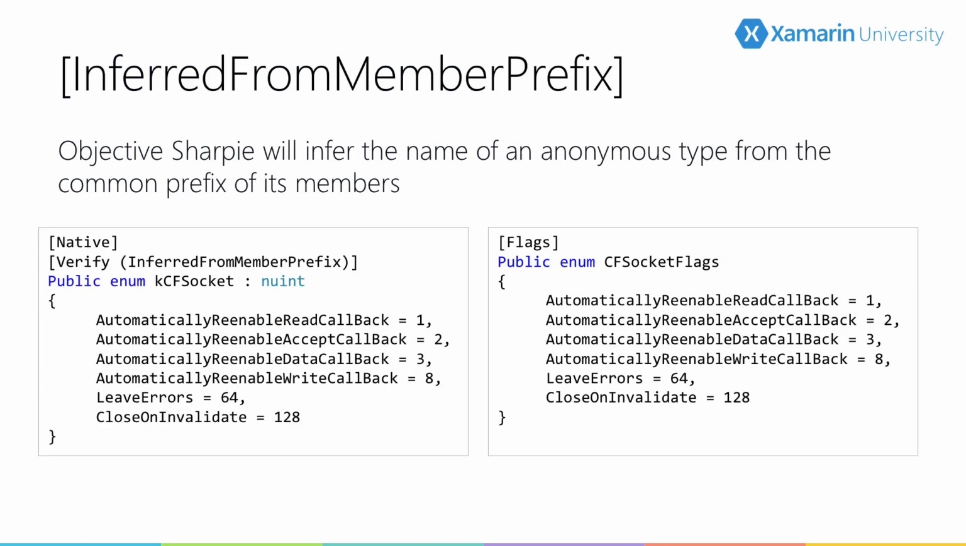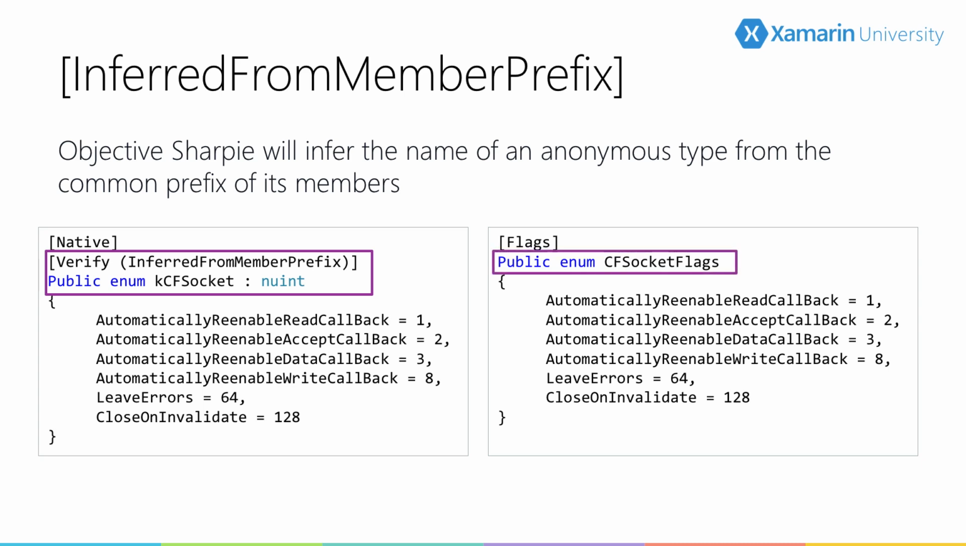Objective-Sharpie will infer the name of an anonymous type from the common prefix of its members. What this means is, if you look at that verify attribute, the parameter says inferred from member prefix. CFSocketCallBackType is specified in an anonymous enum in the CFSocket.h header file. Our example here shows how that information is now translated into an enum that is verified and also specifies the purpose of this enum as flags.